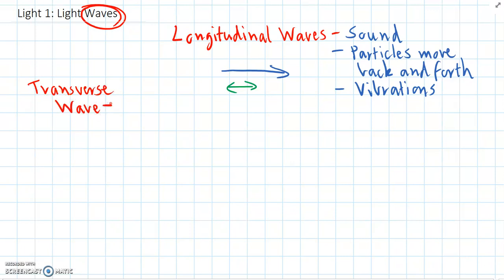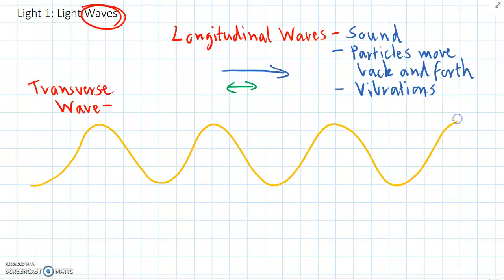Transverse wave. And transverse means up and down. So if we picture what a light wave looks like, it moves up and down as it goes along. So we can see that the light goes up and down as it flies through the air or through an object.